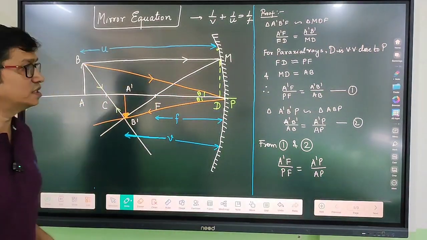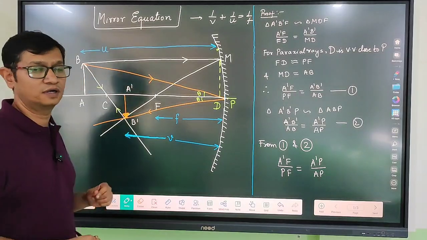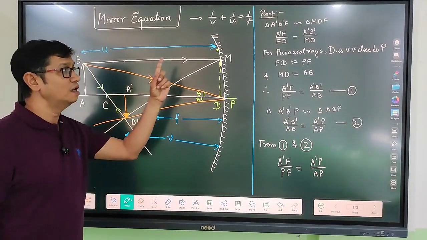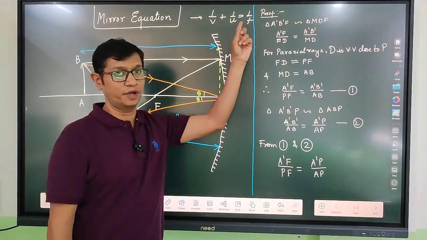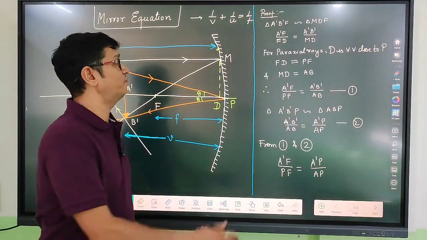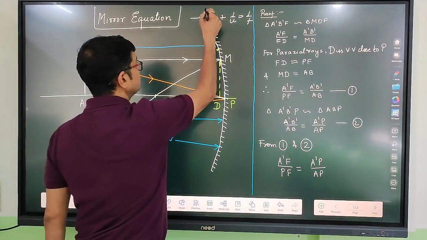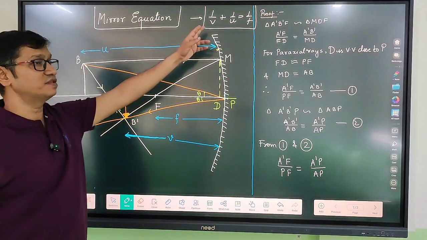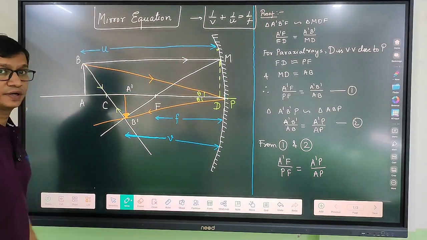Hello dear students, so this is our first derivation of chapter ray optics. This is called the mirror equation and it goes like 1 by v plus 1 by u is equal to 1 by f. This is what you might have used in your previous grades, and today we are going to derive this using basic geometrical concepts.